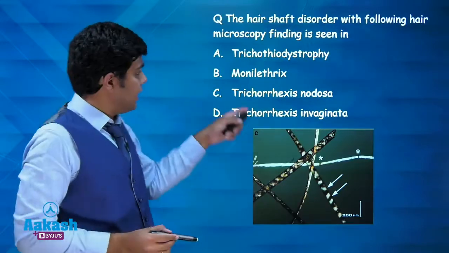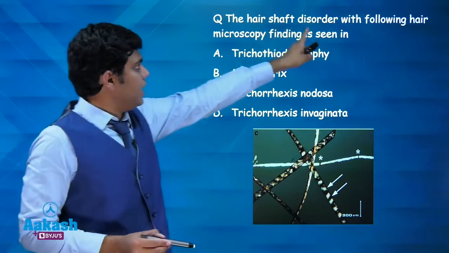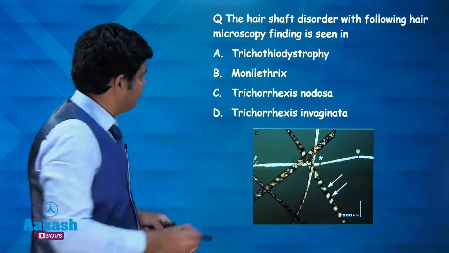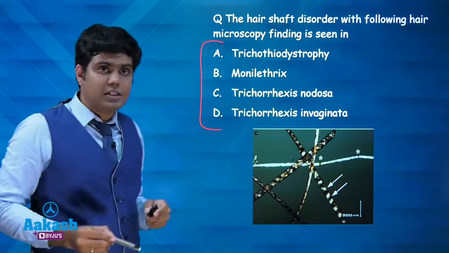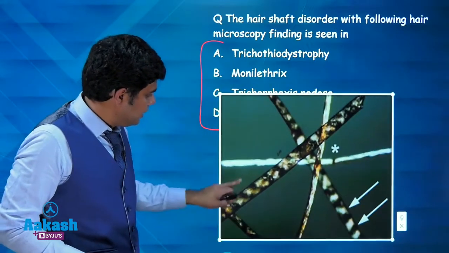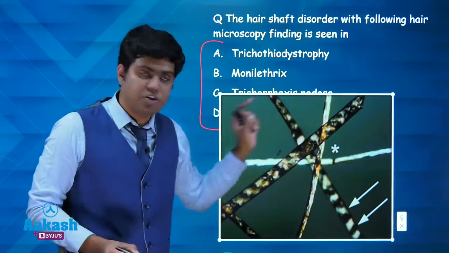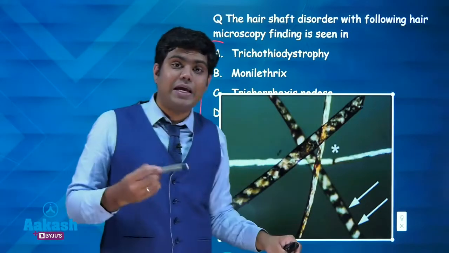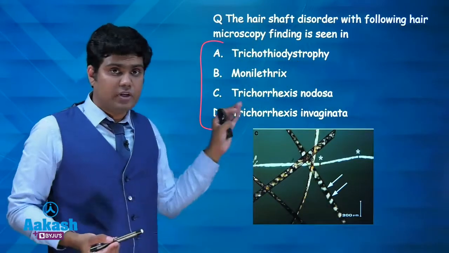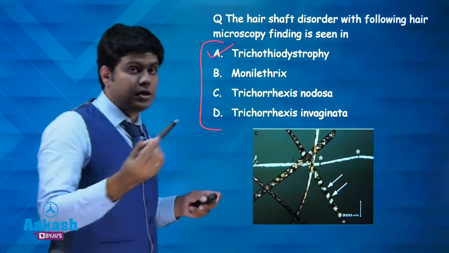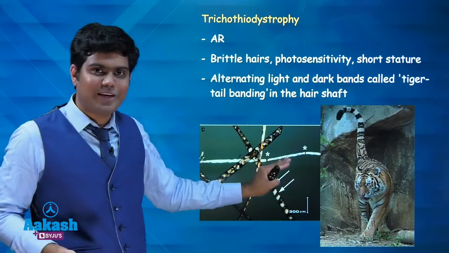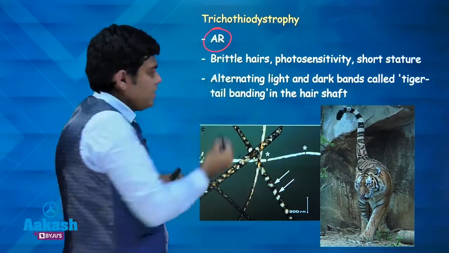Right. Another difficult question, hair shaft disorder. They are asking in which hair shaft disorder the following hair microscopy finding is seen. We have 4 options. What is the answer here? In the image you can see the presence of alternate light and dark bands in the hair shaft. This is a pattern known as tiger tail, the tail of a tiger. The tiger tail pattern is characteristically seen in trichothiodystrophy. Write it down, very important. Trichothiodystrophy, you can see the tiger tail pattern of hairs. It is autosomal recessive, that is genetic.